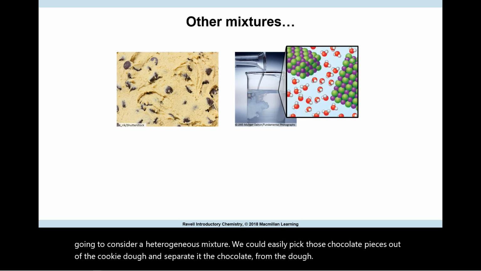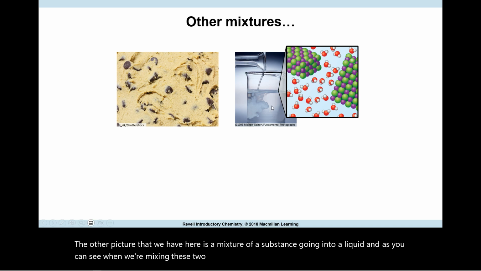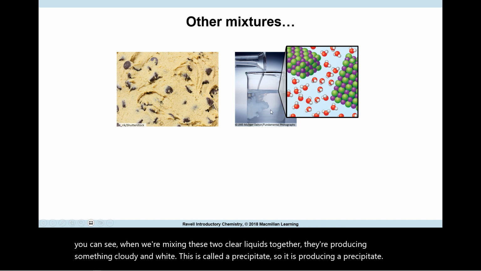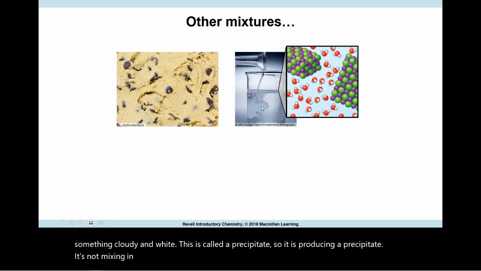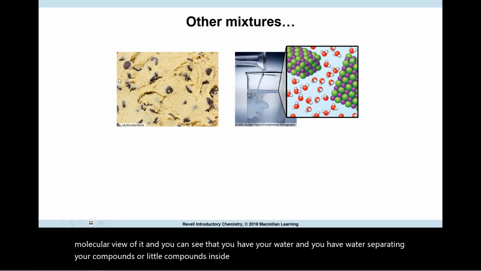Okay. The other picture that we have here is a mixture of a substance going into a liquid. And as you can see, when we're mixing these two clear liquids together, they're producing something cloudy and white. This is called a precipitate. So it is producing a precipitate. It's not mixing together nice and finely. This is also a heterogeneous mixture. Here's a molecular view of it, and you can see that you have your water, and you have water separating your compounds, or little compounds, inside of your water.